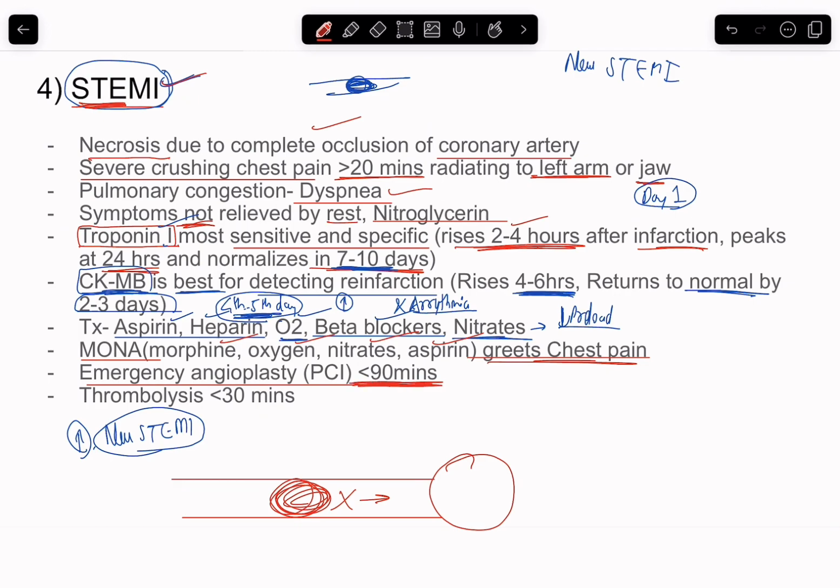The definitive treatment for your ST elevation myocardial infarction is emergency angioplasty if done in less than 90 minutes. So this is what we call your door to balloon time. It needs to be less than 90 minutes. If you're able to do it, then that's great. Do the emergency angioplasty. In this case, a percutaneous intervention is done.